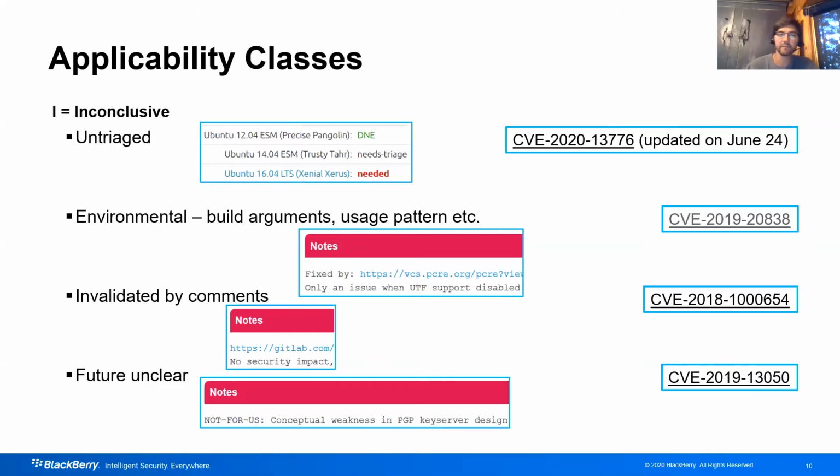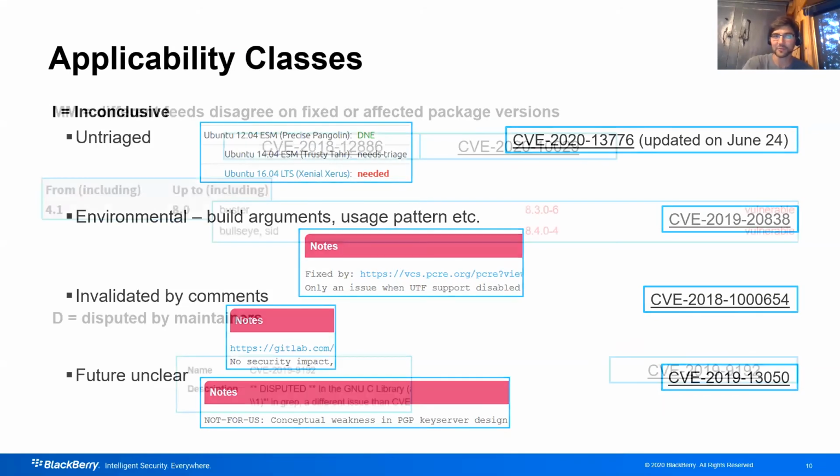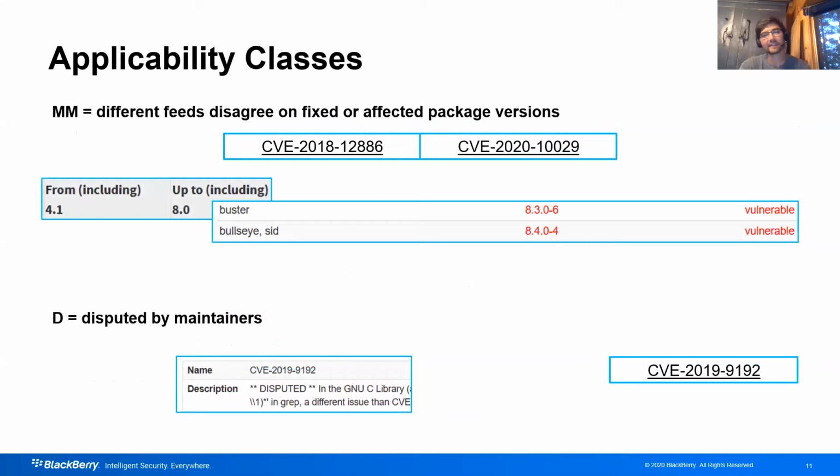Some vulnerabilities are environmental, depending on the build argument or usage pattern. Some vulnerabilities are invalidated by comments, for example, no security impact. So what does this mean? Or future unclear. Vulnerabilities marked in the comment as not for us. Conceptual weakness in the PGP server design. So what does this mean? Does this mean it's not a vulnerability? Well, it seems like a vulnerability to me, but will this be fixed? I'm not sure.